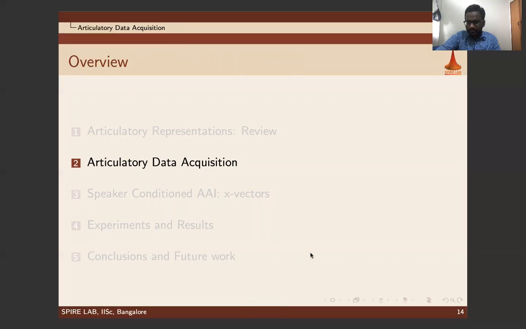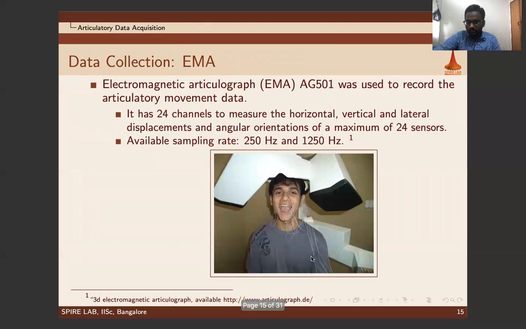In the next section, I will provide the details of the articulatory data acquisition process. Articulatory data was collected using the electromagnetic articulograph AG501. EMA has 24 channels to record in three-dimensional space at a sampling rate of 250 and 1250 Hz. This is a picture of a subject inside the electromagnetic articulograph with sensors glued to the different articulators.